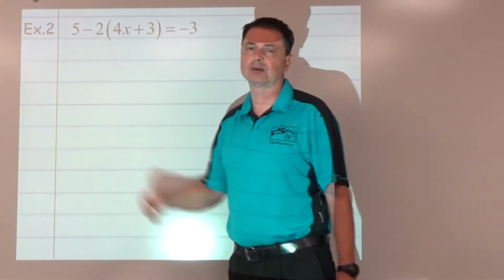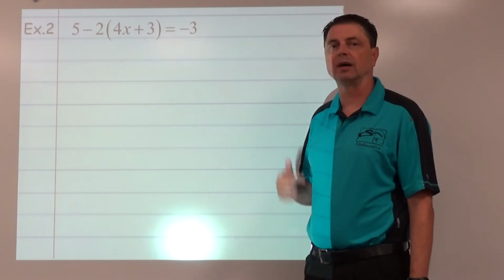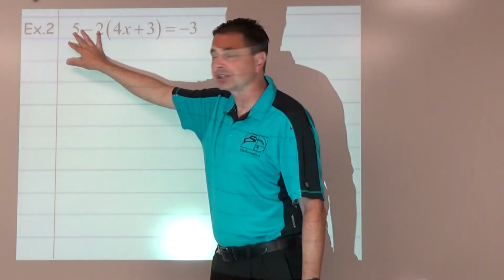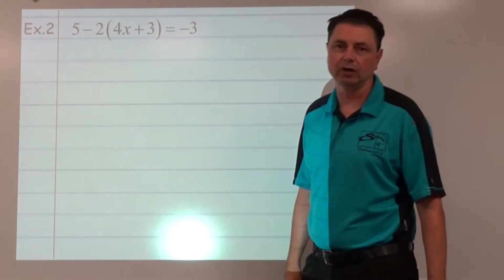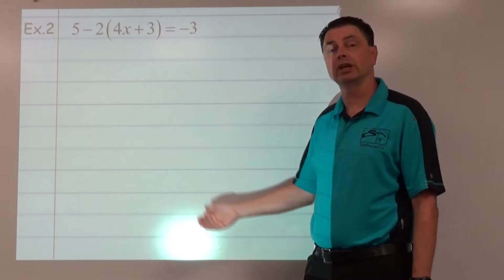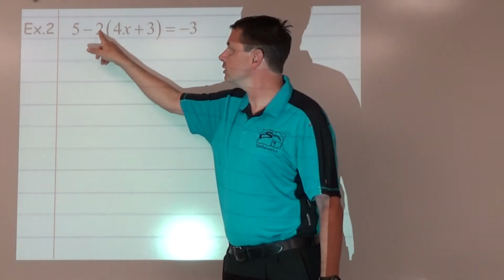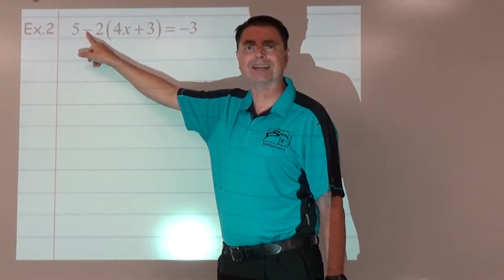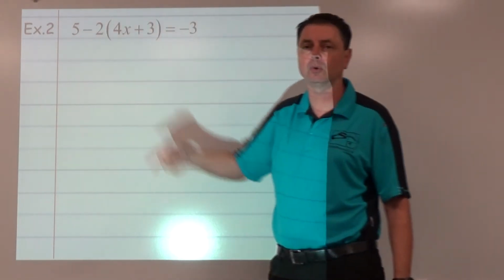The 5 really doesn't belong there. We don't want to violate the order of operations by doing subtraction, and then the distributive property involves multiplication. We want to do the multiplication first. So we're going to distribute the 2. It does have a negative, so we want to think of that as negative 2. The sign in front always matters.